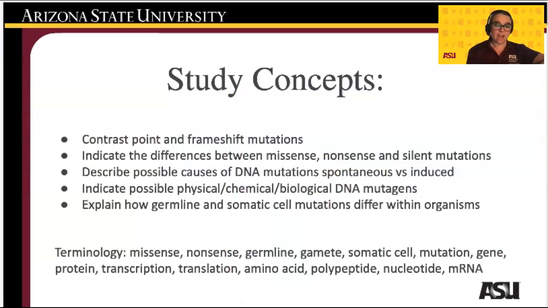Students should be able to contrast point and frame shift mutations. Students should be able to differentiate between missense, nonsense, and silent mutations. Students should be able to describe the causes of spontaneous and induced mutations. Students should be able to indicate possible physical, chemical, and biological mutagens. And students should be able to explain how germline and somatic cell mutations differ.